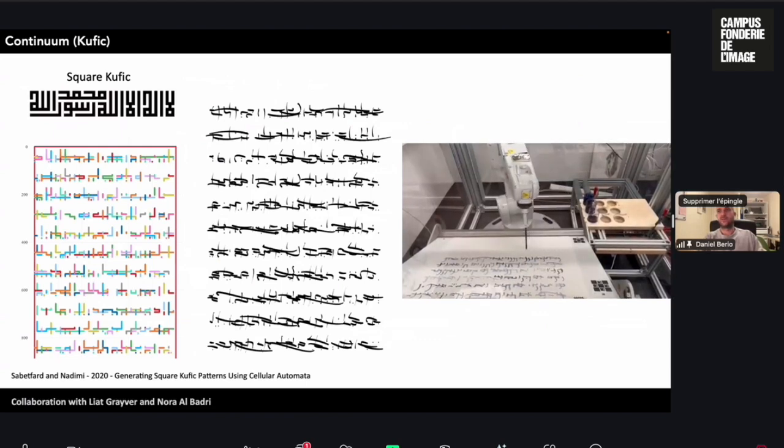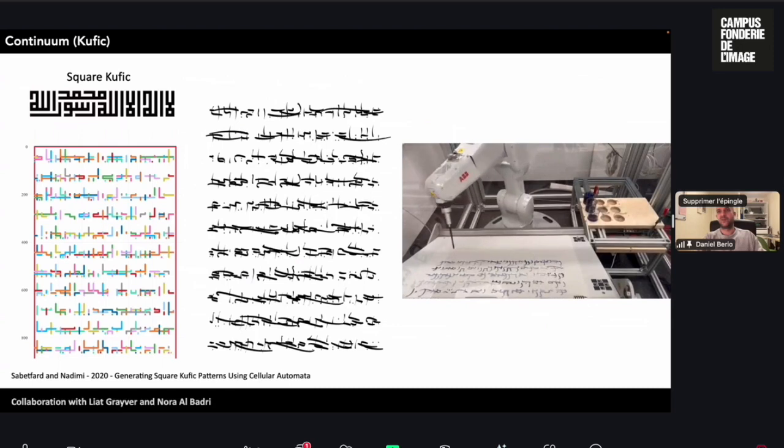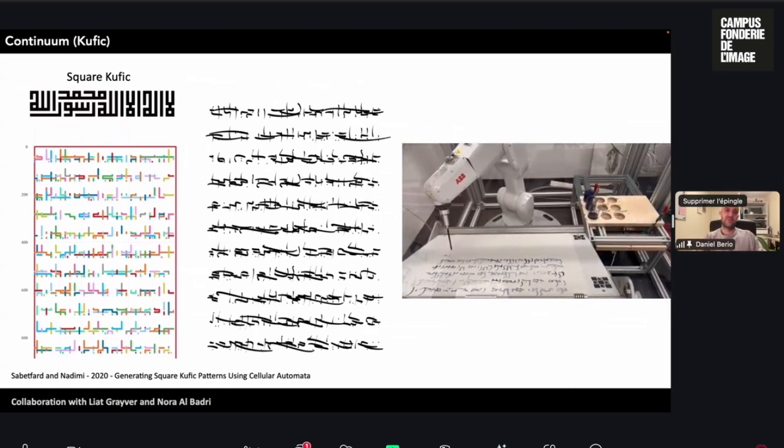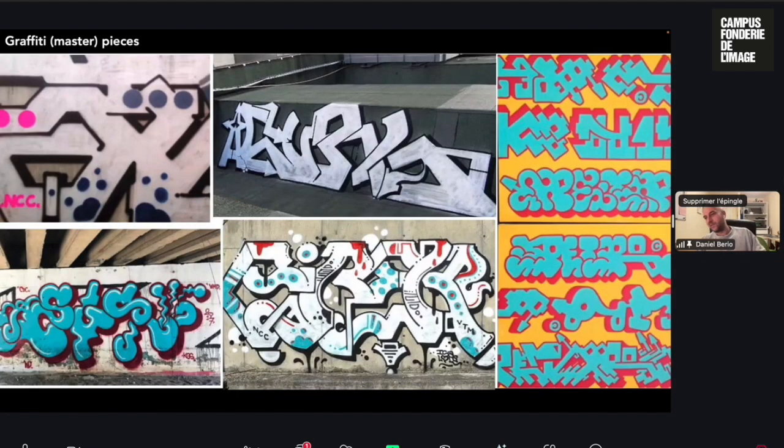Again, we have a robot. This is another robot they have in Germany, and it's drawing those texts on a scrolling piece of paper. And graffiti is not only tags.